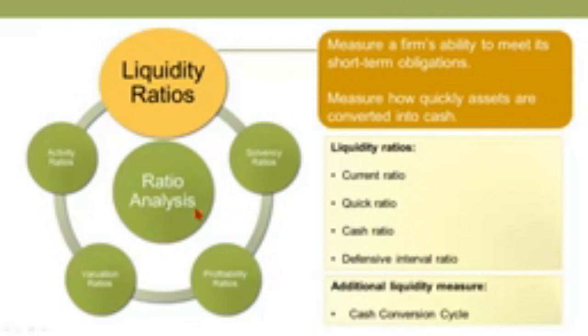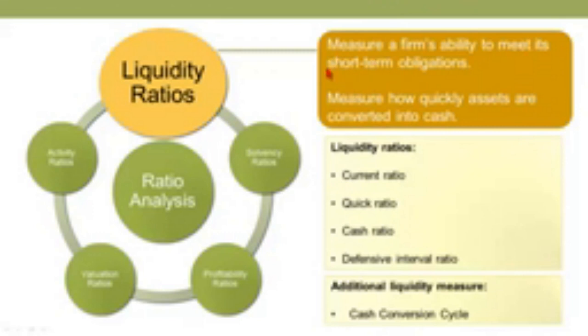Within that, we're looking at ratios. In the previous video, we looked at common activity ratios. And here I'd like to briefly consider the common liquidity ratios, which are listed right here, and they measure a firm's ability to meet its short-term obligations.